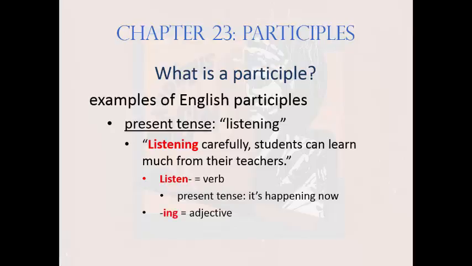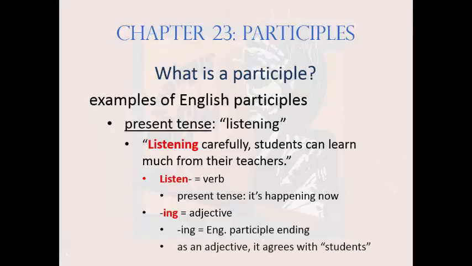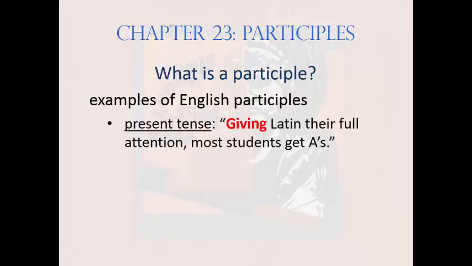While the second part of the participle, ing, is an English participle ending, turns the verb listen into an adjective agreeing with students. In other words, in the same way an adjective like smart or attentive could have been attached to students, listening carefully, smart and attentive students can learn much from their teachers. Listening modifies students. It tells you what kind of students they are. Notice that participles like listening convey not only tense, in this instance present tense, but also voice and expectation.